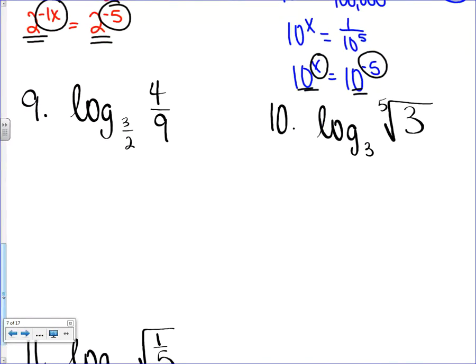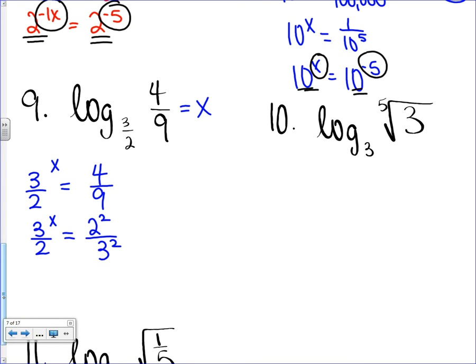Let's throw some fractions and radicals at you now. We'll make this equal to x. I have (3/2) to the x power is equal to 4/9. Well, if I look at the right-hand side, 4 is 2 squared, and 9 is 3 squared. So really on that side, because they are both being squared, that is (2/3) squared, because you can see the squared has been applied to the numerator and the denominator.